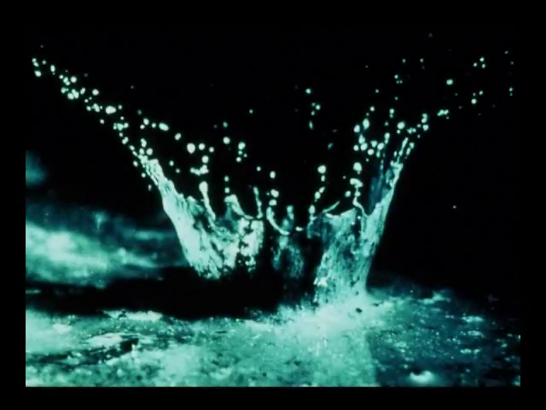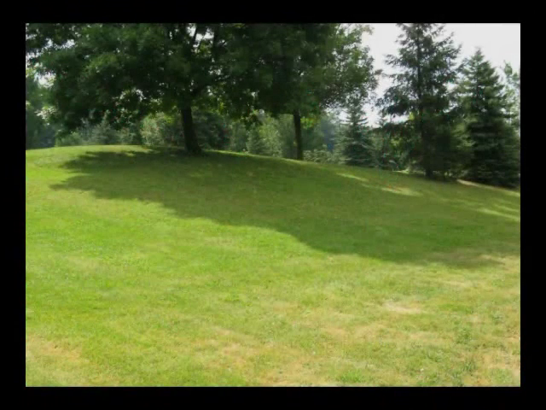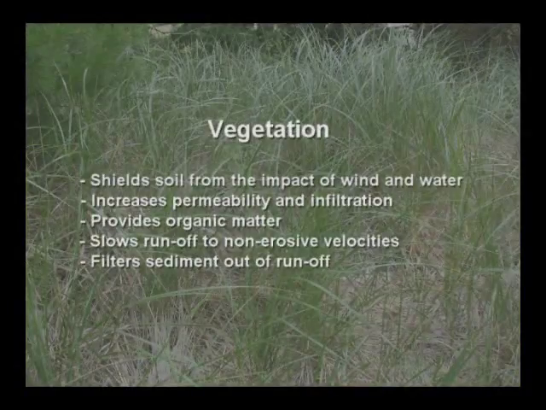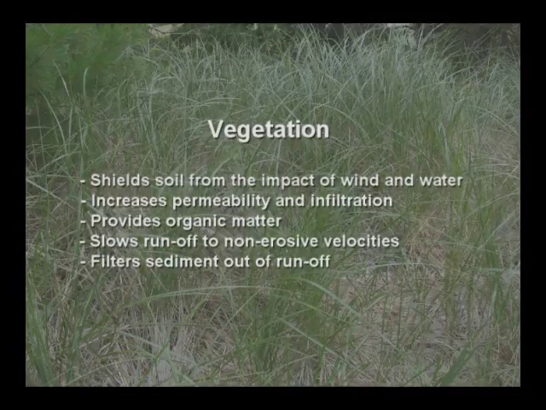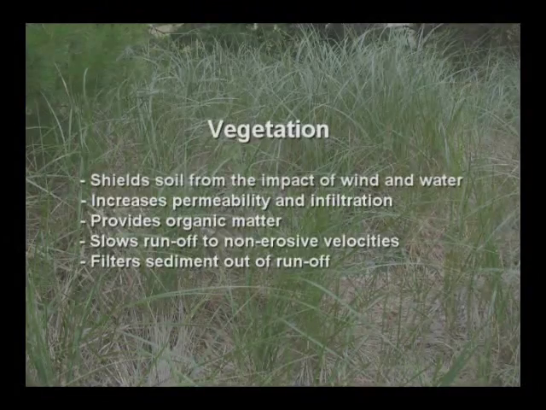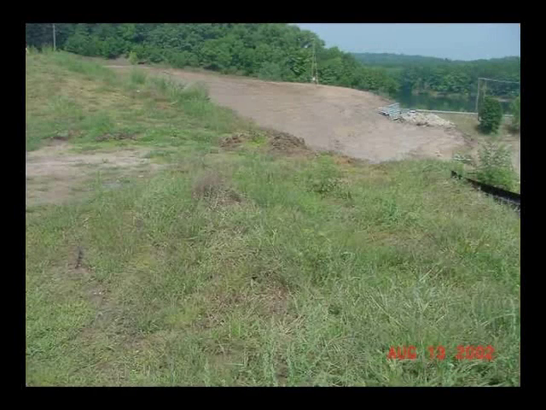The most effective way to control runoff and erosion, and one of the most effective means of controlling sediment, is to keep the soil covered with vegetation, which shields the soil from the impacts of the raindrops, the force of the wind, and the energy of runoff. It increases the soil permeability and infiltration, provides a continuing supply of organic matter, which improves fertility and infiltration. It slows runoff to non-erosive velocities, and finally filters sediment out of runoff. To the extent possible, preserve existing vegetated areas. This eliminates the effort and expense of reestablishing vegetation.